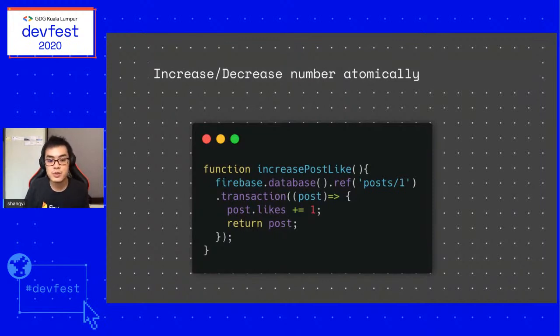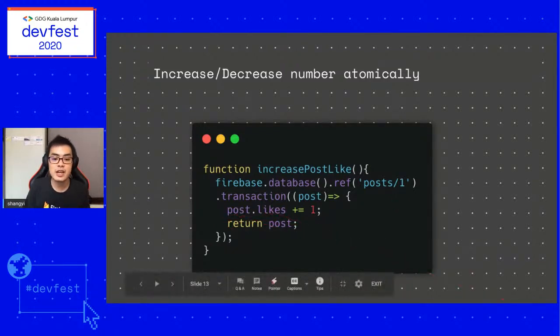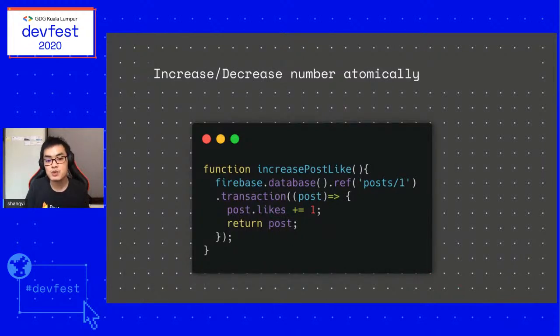So in order to make sure that it is atomic, as in it doesn't have duplicate values between two different nodes in real-time database, you will need to create a transaction like this and set it like that. One example you can use is that, for example, you have a node called post, and the post has a number of likes.